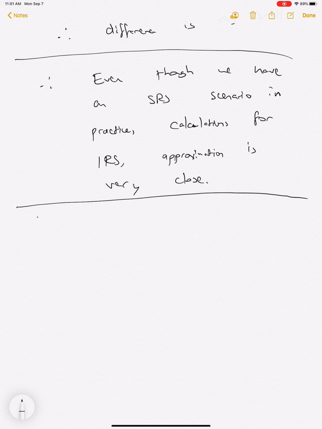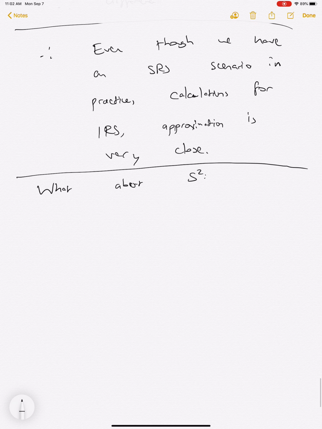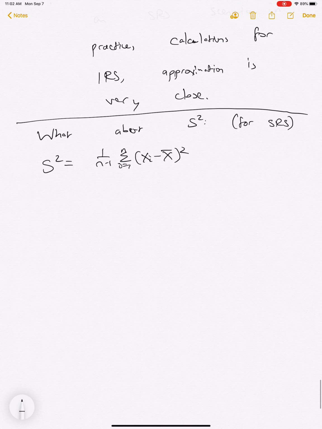Finally, we'll finish with what we can say about S squared, and this calculation's not quite as bad because we've done a lot of the hard work by calculating the variance of x bar. So remember that S squared here is 1 over n minus 1, and this is obviously for the SRS case. And once again, I'm using this with the little n minus 1 to be consistent.